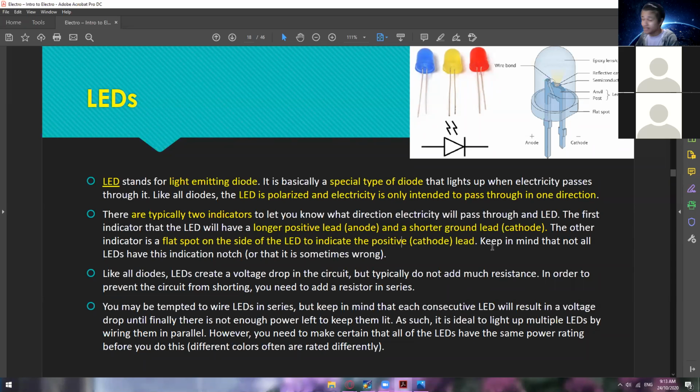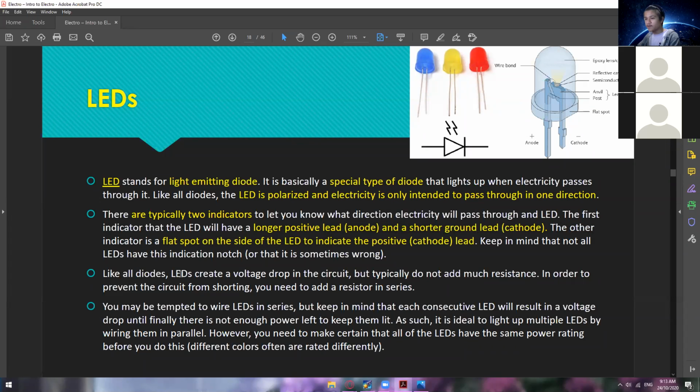So keep in mind that not all LEDs have this indication notch, and it is not something wrong. Some have a notch, some have a flat spot, some don't have any. So again, this one doesn't have a notch, but this one has.